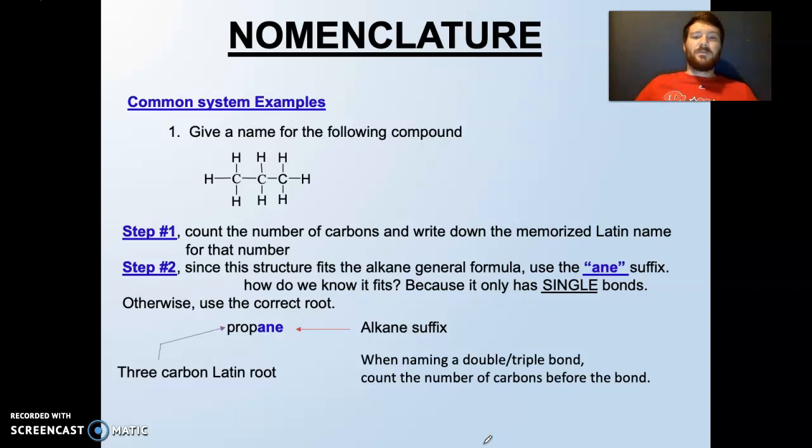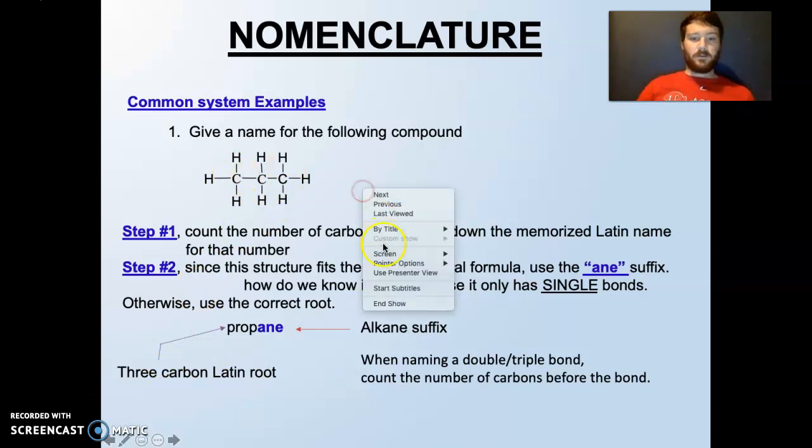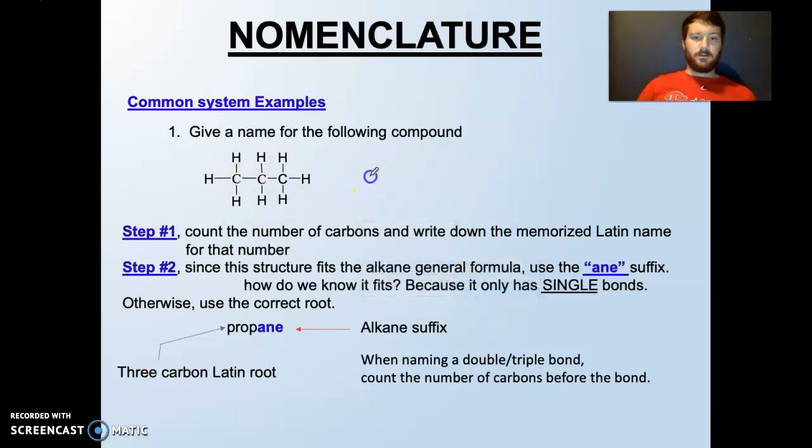Nomenclature. Give the name of the following compound. Let's see. You have meth is 1, eth is 2, prop is 3. Therefore, the prefix is prop. And let's determine if it's alkane, alkene, or alkyne. Only single bonds can be seen. So it's an alkane. Propane. So that's what you use in your gas grills.